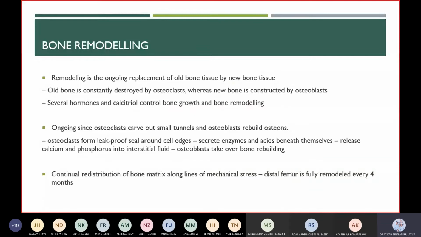Remodeling is the ongoing replacement of old bone tissue by new bone tissue. The old bone is constantly destroyed by osteoclasts, whereas new bone is always constructed by osteoblasts. There are some hormones and calcitriol that control bone growth and bone remodeling. It is an ongoing process because the osteoclasts will continually carve out small tunnels and the osteoblasts will rebuild the osteons. Osteoclasts form a leak-proof seal around the cell edges that secrete enzymes and acids beneath themselves, releasing calcium and phosphorus into the interstitial fluid.